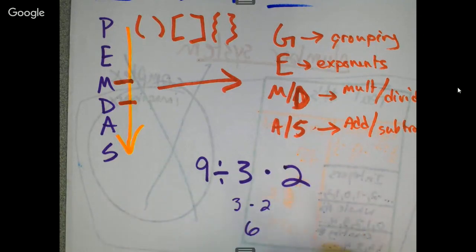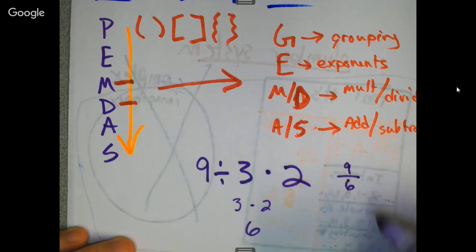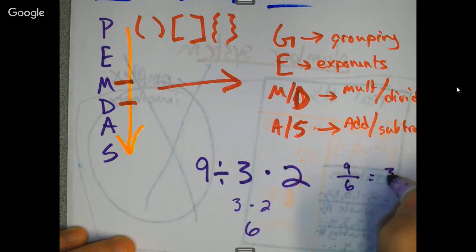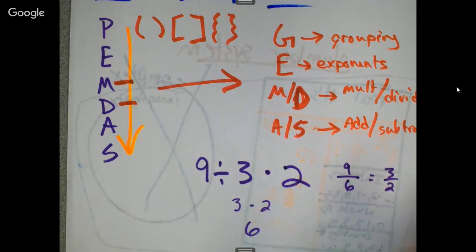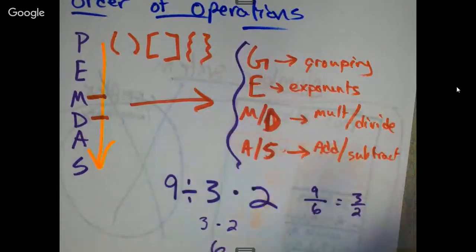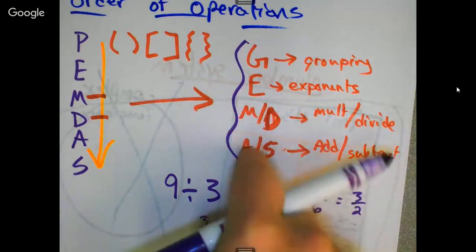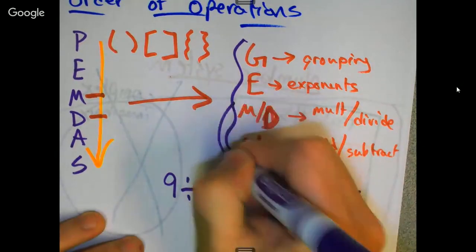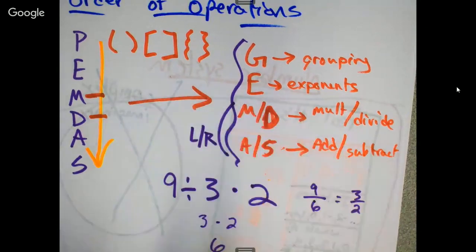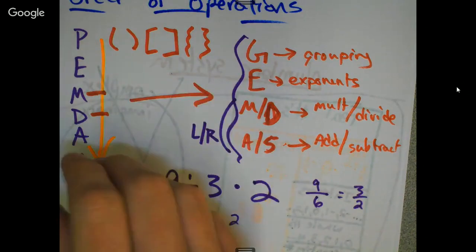If you did it the other way, it would be 9 divided by 6, which would be 3 halves, which is completely two different answers. So you need to know it this way. If it's just multiplication and division, you do it left to right. If it's just add and subtract, you do it left to right. So you have to know the left to right stuff. Okay, that will do the order of operations.